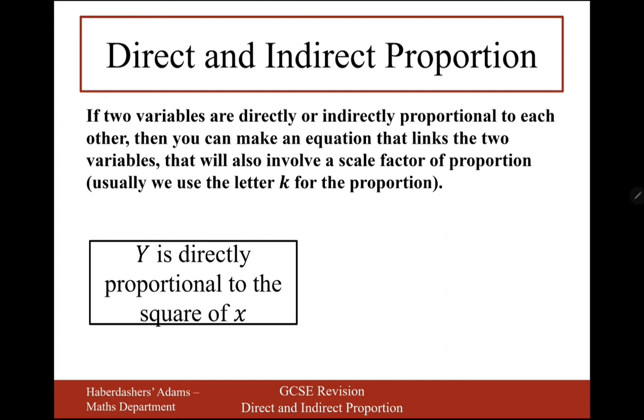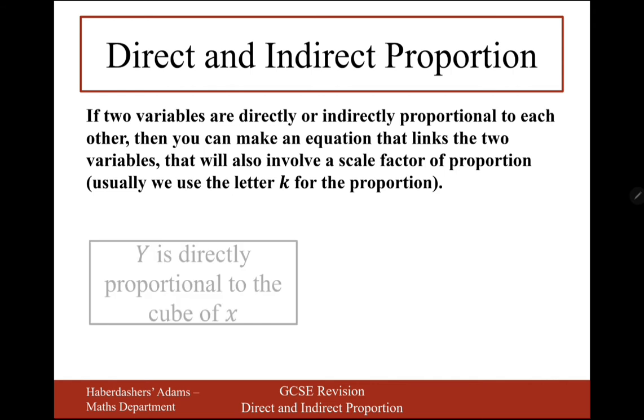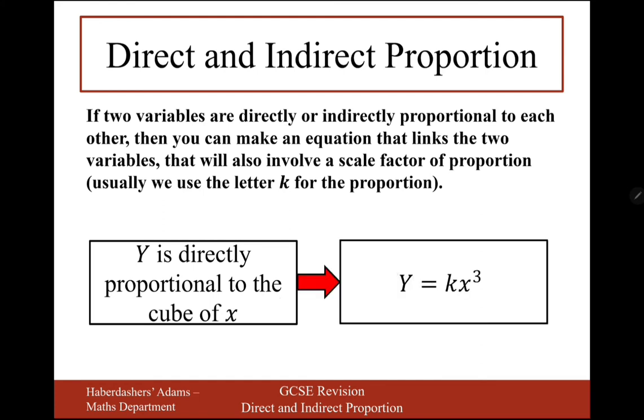It might be y is directly proportional to the square of x. So in that case, we need to square x. It's not square rooting. It doesn't say the word root in there. If it said the word root, you would square root. But this just says squared. And that is y equals k times x squared, just squaring the x, not squaring the k. The k is just a normal k. So we'll look at a few other examples. Y is directly proportional to the cube of x. So again, the formula is y equals k times x cubed, just the x being cubed, not the k.